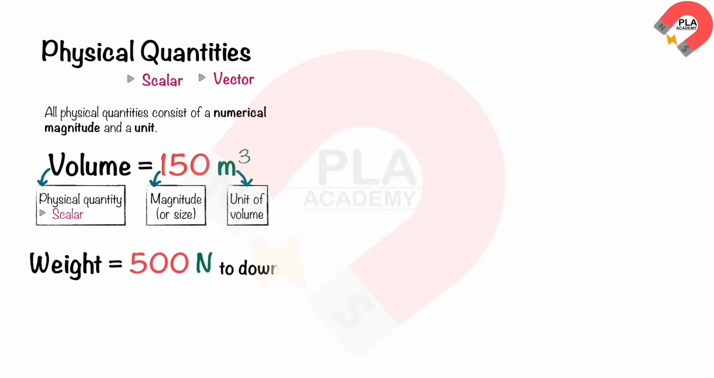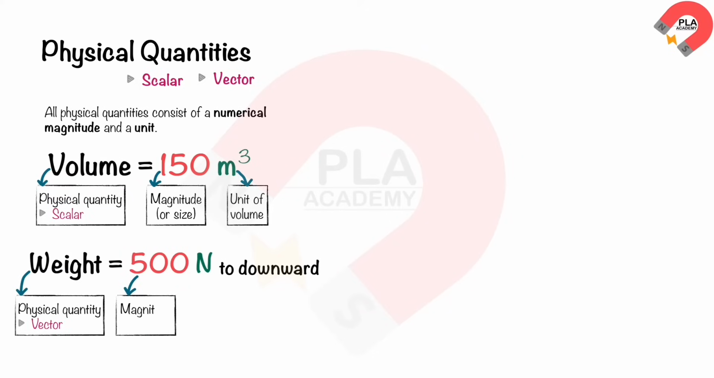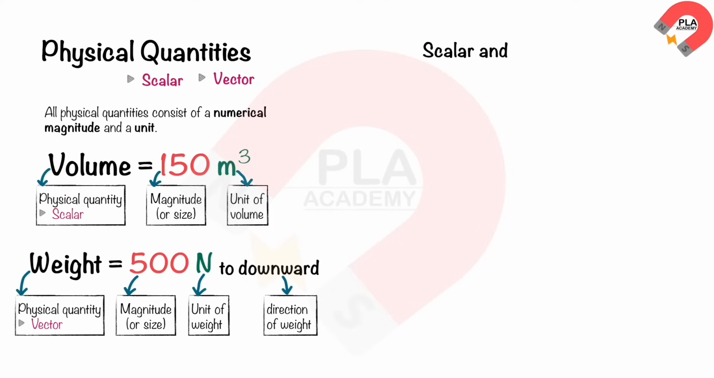The weight of 500 newtons. The weight is the physical quantity. It is a vector quantity, because it has both magnitude and direction. The value of 500 represents the numerical magnitude, or size, of the weight. The newton is the unit of weight. The direction of weight is always downward.